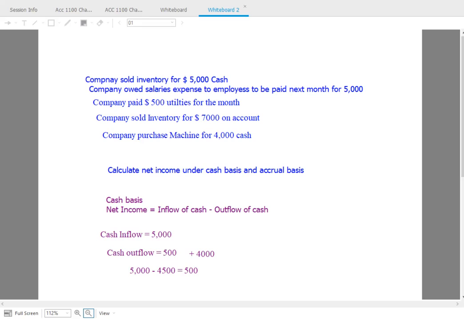So let's start from the first one. Company sold for 5,000 cash. I sold a merchandise, I sold a product, so this is a revenue. So I have a revenue of $5,000 because I sold the product.